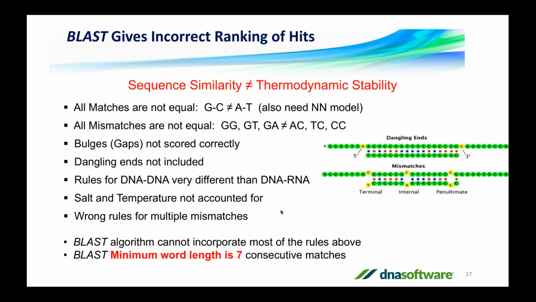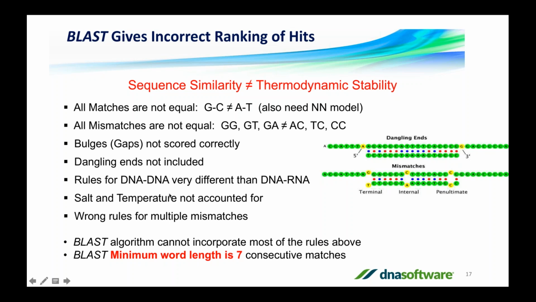BLAST also scores gaps incorrectly from a thermodynamic perspective. It's thinking about them as insertion and deletion events, and we're thinking about them as unpaired nucleotides in the thermodynamics thereof. Dangling ends, which are the extra nucleotides at the end of the base pair duplex, also contribute significantly, almost as much as a full base pair. And those dangling end effects are completely neglected by BLAST.